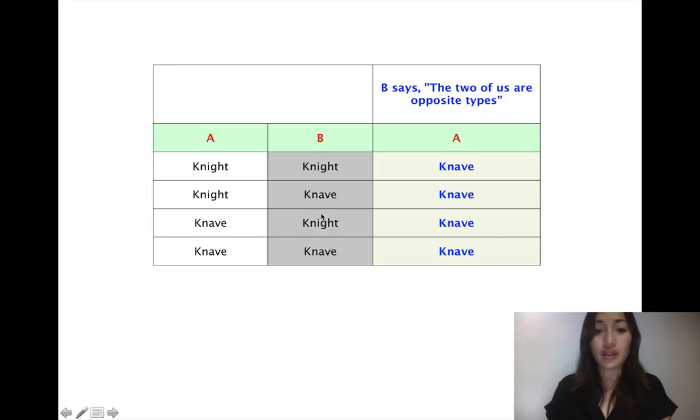Third row, B is a knight, so A is a knave. Fourth, B is a knave, so A is a knave.